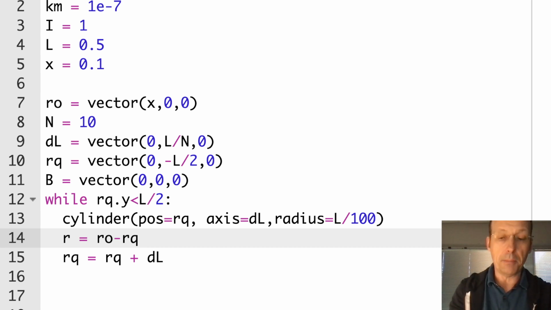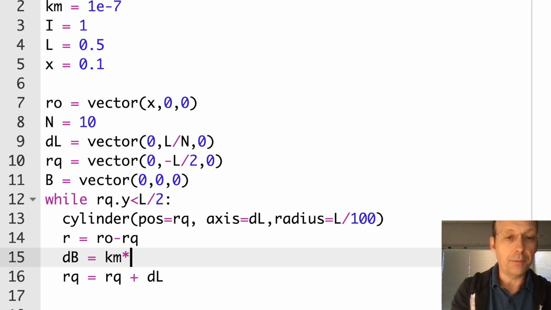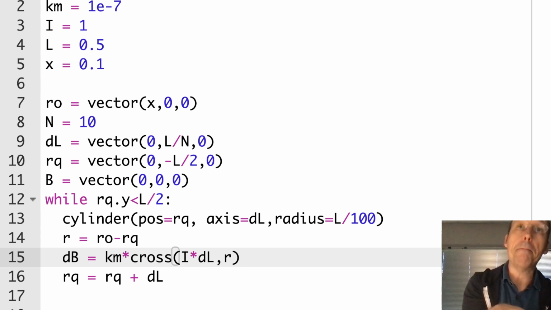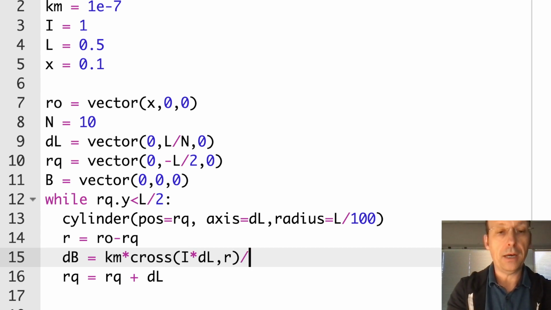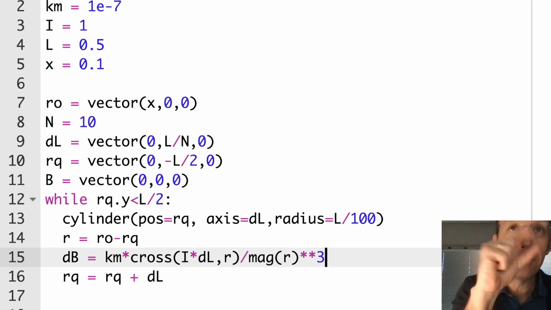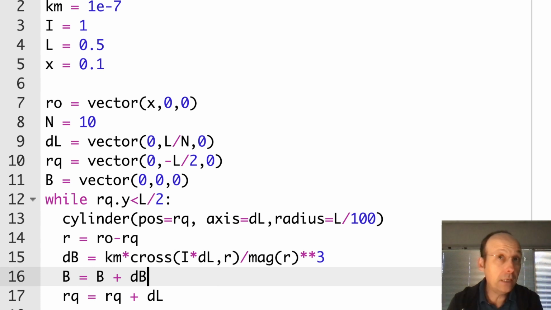Now I can go ahead and calculate the magnetic field due to that piece. dB is equal to mu naught over 4 pi, which is K, times I delta L cross R. Well, cross product's built in. Times cross I times DL R. Isn't that nice? Now I need to divide by the magnitude of R cubed. So divide by mag R cubed. That's it. That's my magnetic field due to that one little piece at that location. Now I just need to add that to the total. B equals B plus dB. And that should be done.